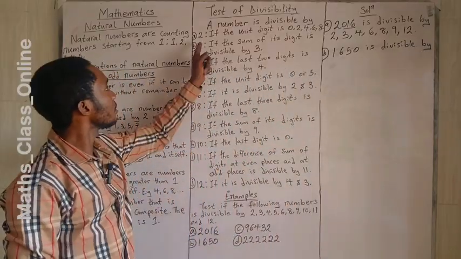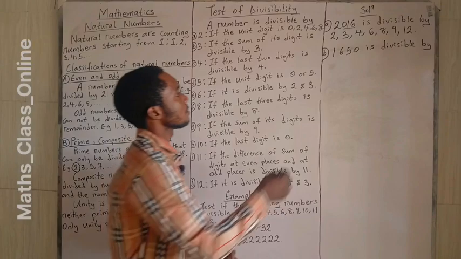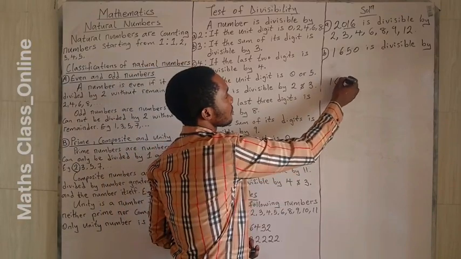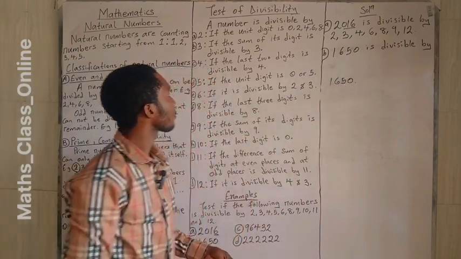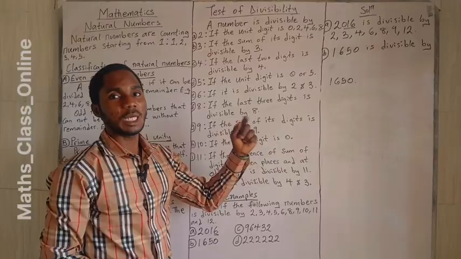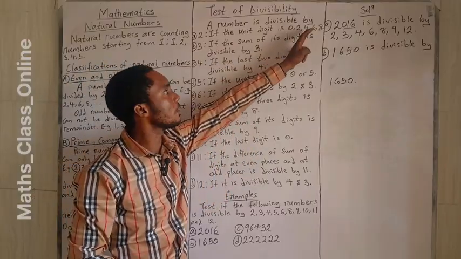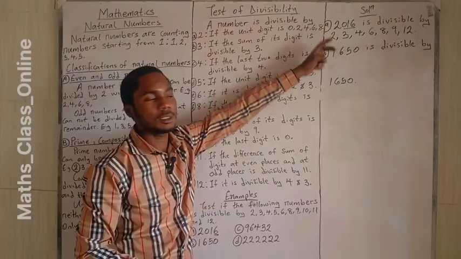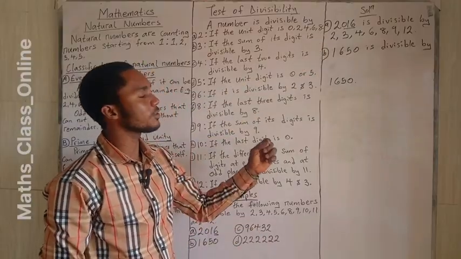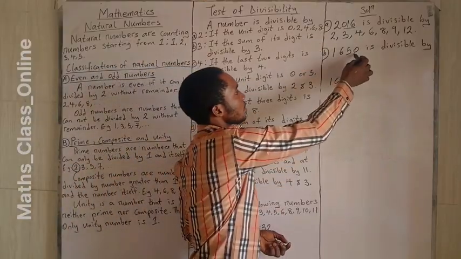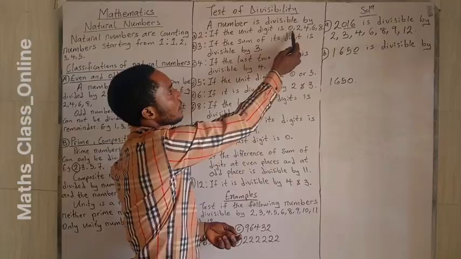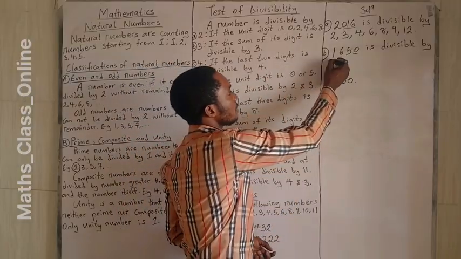We start from the divisibility of 2. A number is divisible by 2 if the unit digit is what? 0 or 2 or 4 or 6 or 8. What is the unit digit of 1650? The unit digit is 0, and we have 0 here. That means it is divisible by 2.